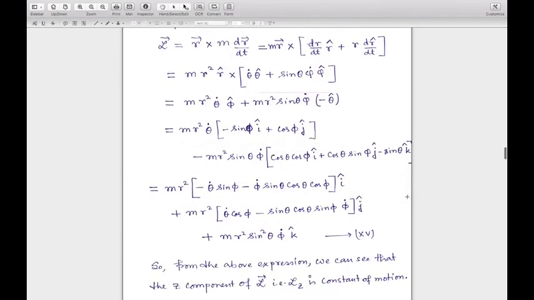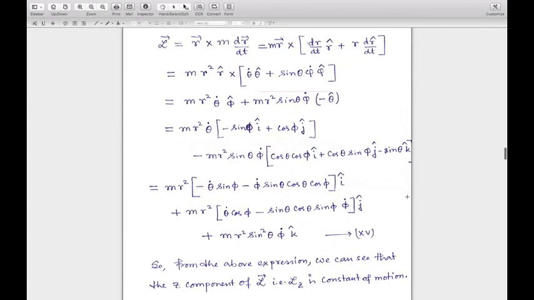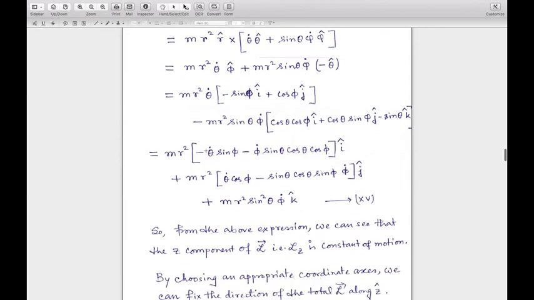These are all very simple algebra and very much doable. You can also check that at home. They are very good exercises. So if you do that, at the end of the day you just group in terms of i cap, j cap and k cap. You will see that along i cap, or the x direction, you will have a mod square within bracket minus theta dot sine phi minus phi dot sine theta cos phi.